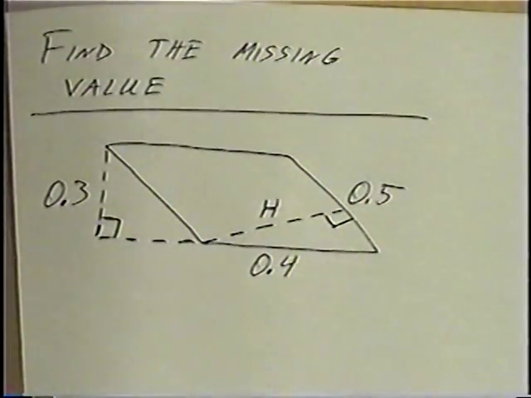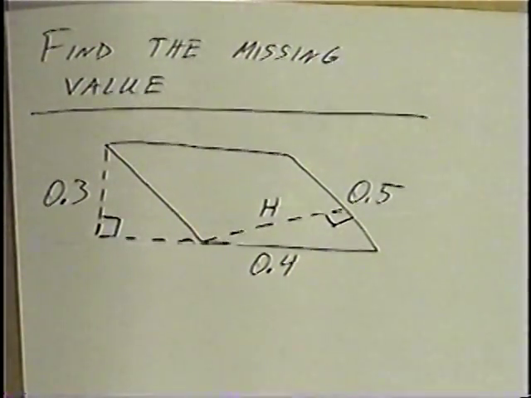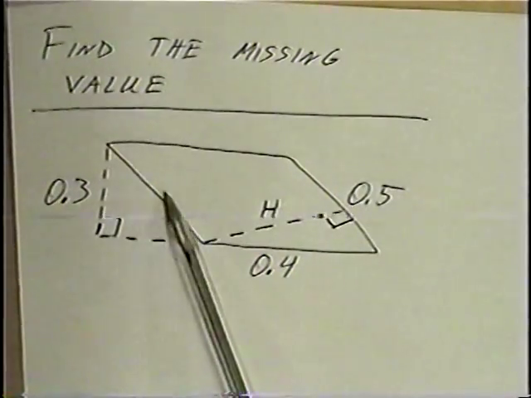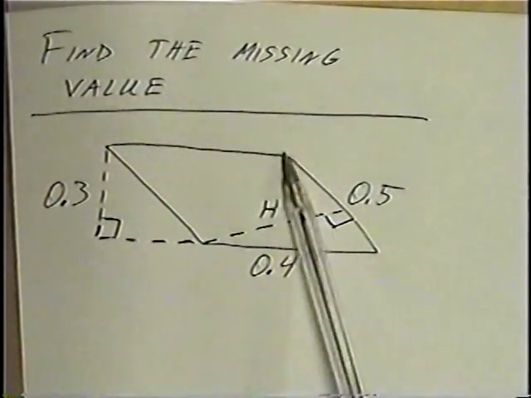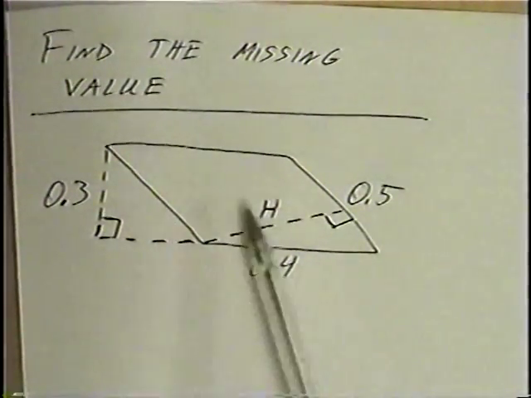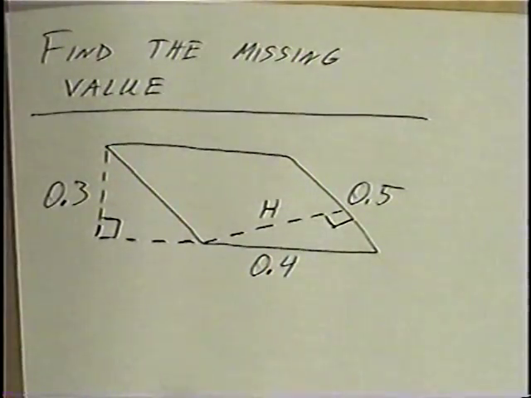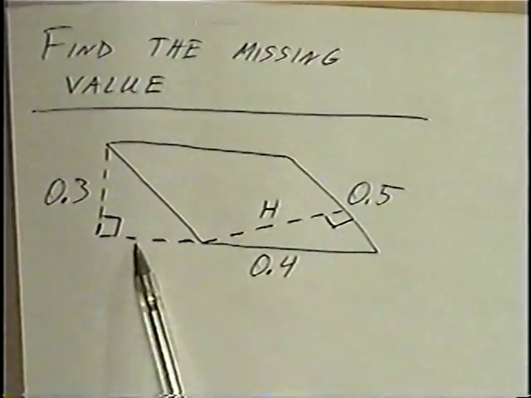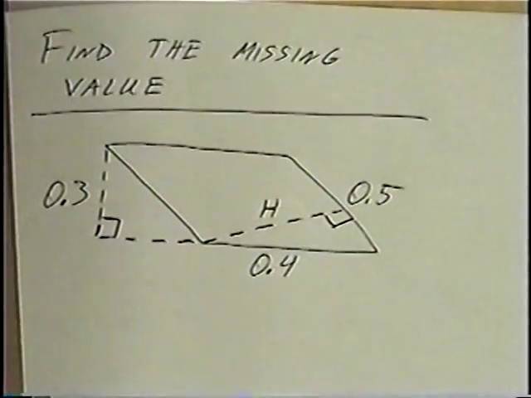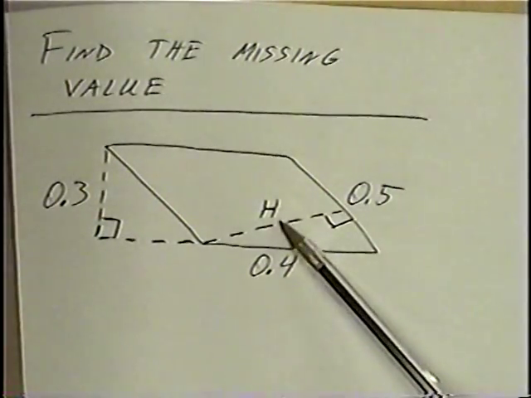Find the missing value. Looking at the picture shown, there is a parallelogram represented by these solid lines, where the opposite sides are parallel and congruent. The dashed lines are referenced to other sides. The missing value we're looking for is the variable h.